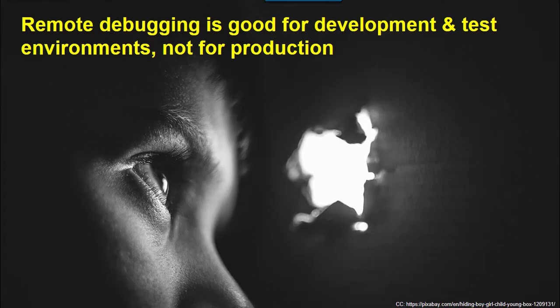The second thing is that remote debugging is good for development and test environments, but not for production. We .NET developers love to have remote debugging. But the thing is, it's not something that you can use in a production environment with production data. So we need to find some clever ways how we can do this in a production environment, and especially in cloud environments where you will have not only one server but thousands of servers.